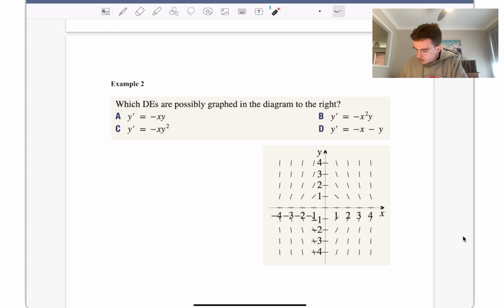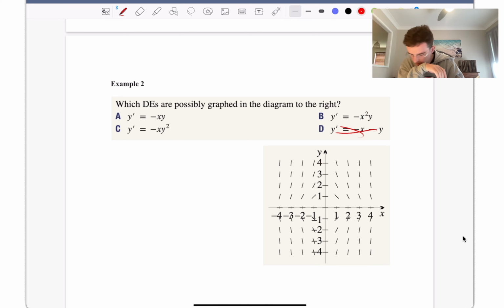So to do this, we're going to have a look at what we can rule out. Notice the fact that the slopes are 0 on the y-axis. Now, the y-axis is where x is equal to 0 and y is some value. So we can rule out this one, because if x is 0, y is never going to be 0 apart from here. So we're not going to get horizontal lines here. So we can rule out option D.